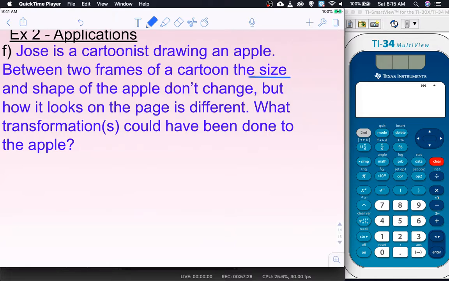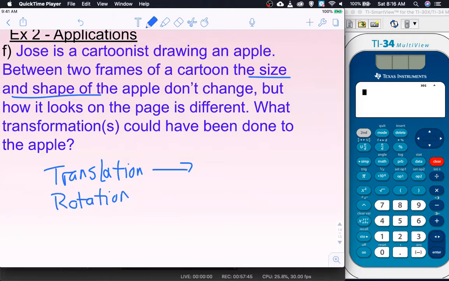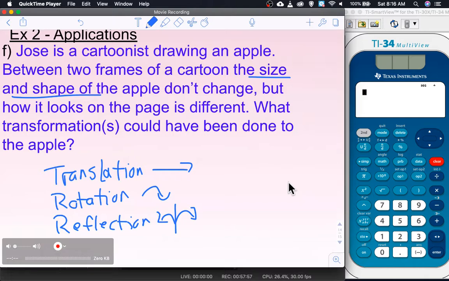So if the size and shape don't change, that means it's not a dilation. With a dilation, the size would change. So it could be a translation, a slide. It could be a rotation, a spin. It could be a reflection, a flip. It could be one of those three.